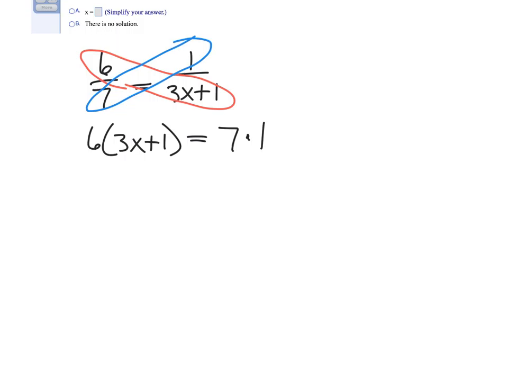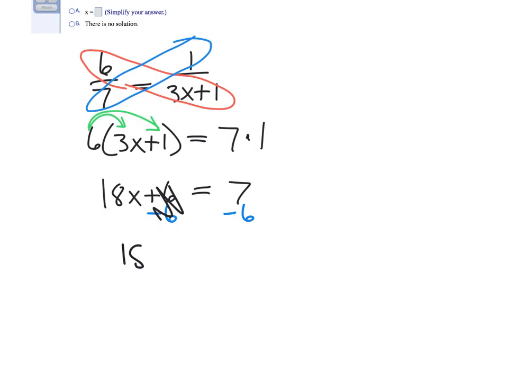And so we're going to have to do the distributive property here. So you've got 6 times 3x and you've got 6 times 1. So that gives you 18x plus 6 is equal to 7. And now we have to solve for x. The first thing we're going to do is subtract by 6. So the 6's cancel out, and you get 18x is equal to 1.